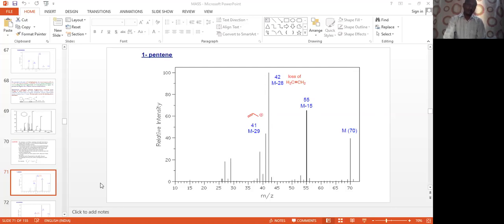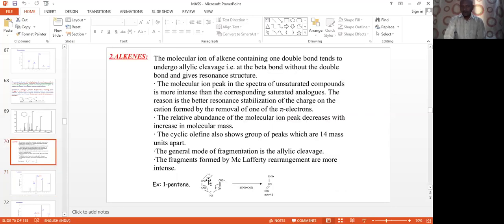The McLafferty rearrangement I have shown you in the previous slide. If you see, a gamma hydrogen is transferred. Without that, the hydrogen will not be transferred here. What happens? Directly the CH2CH3 will be cleaved off, because that is allylic cleavage. This is the allyl group, you know, right? Allylic cleavage happens here. Directly CH3 will be removed.